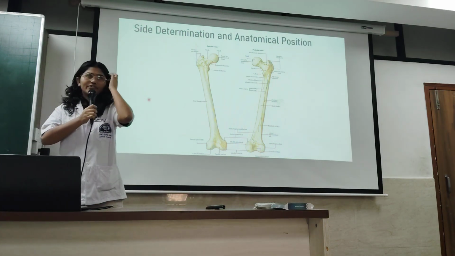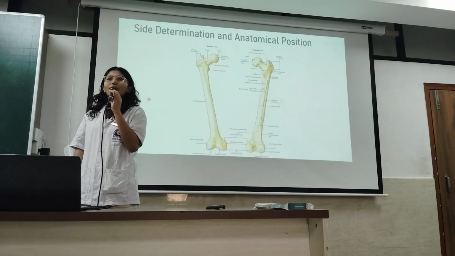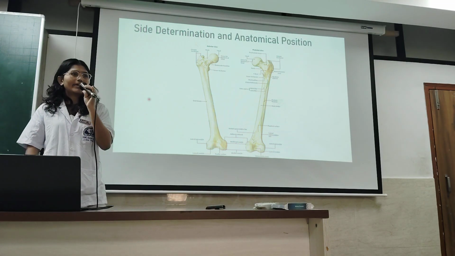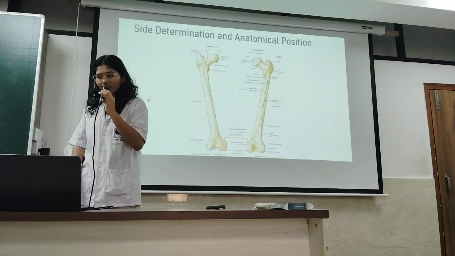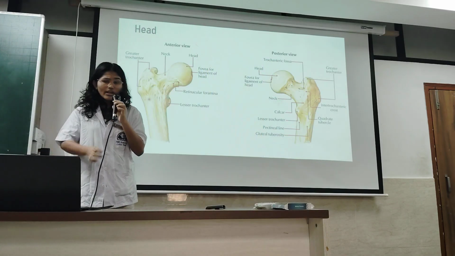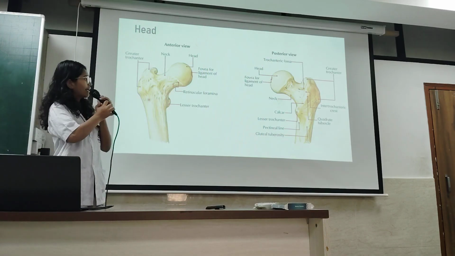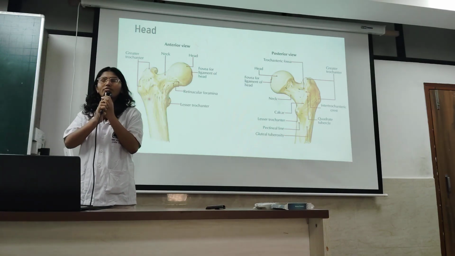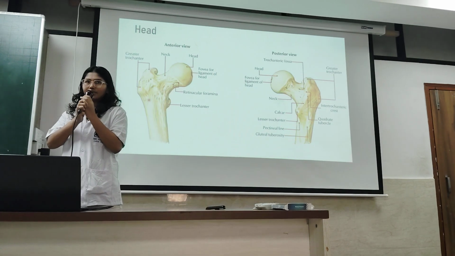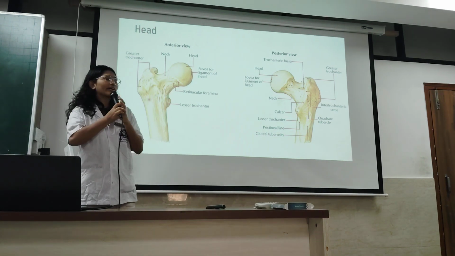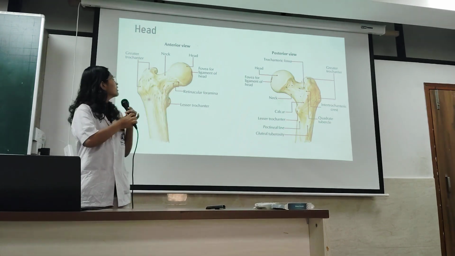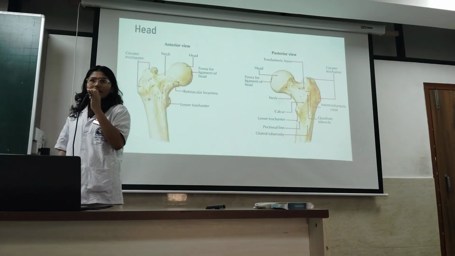Now we turn to features. From a study point of view, there are 3 parts of the femur: upper end, shaft and lower end. In the upper end there is a head, which is rounded and attached to the acetabulum of the hip bone to form the hip joint. In the center there is the fovea capitis, which is a deep impression. And there is a neck.